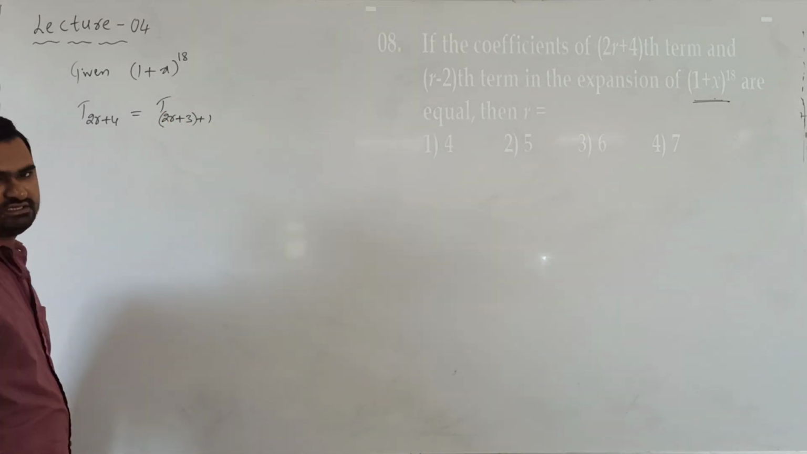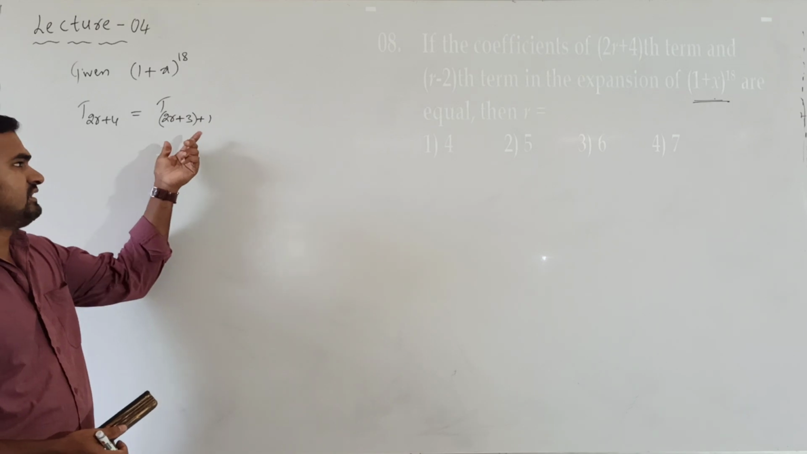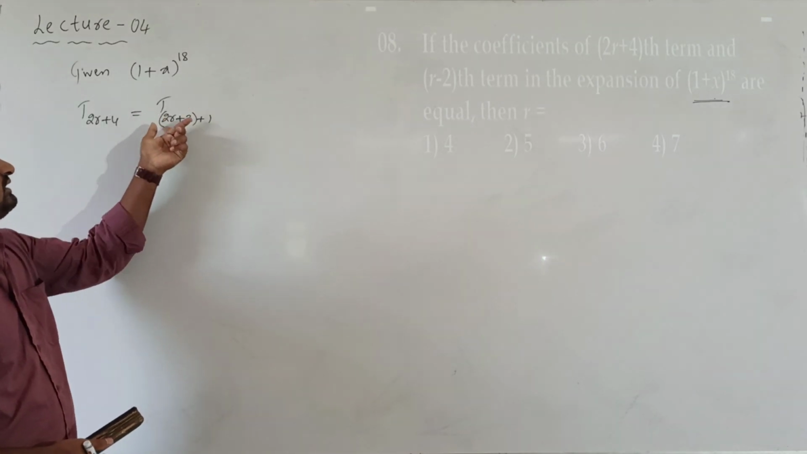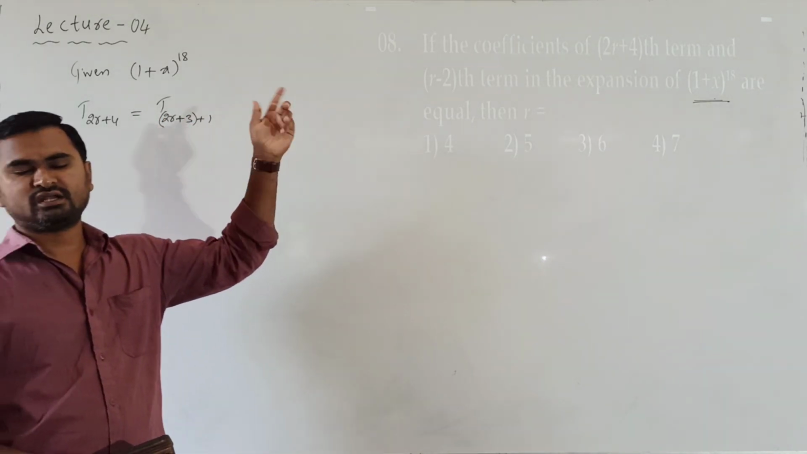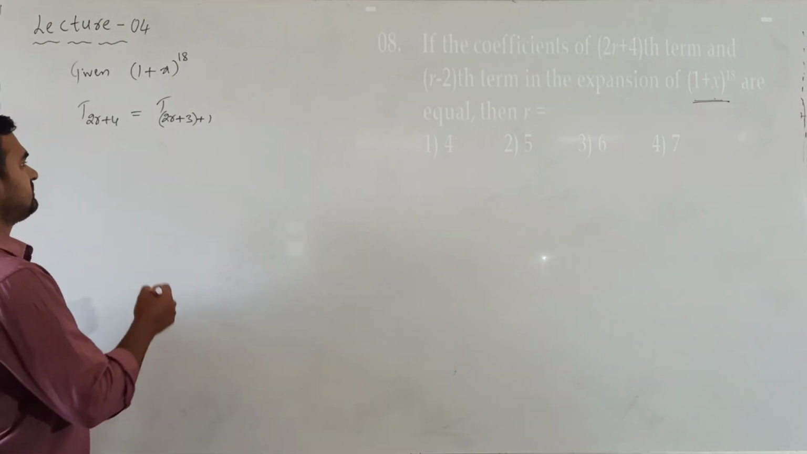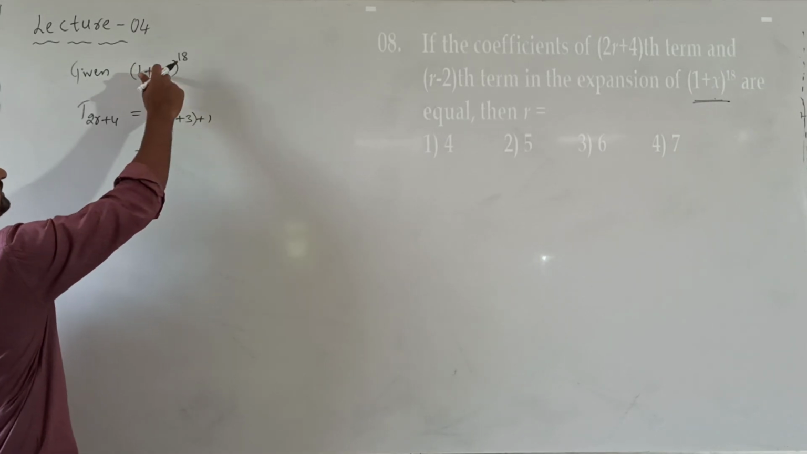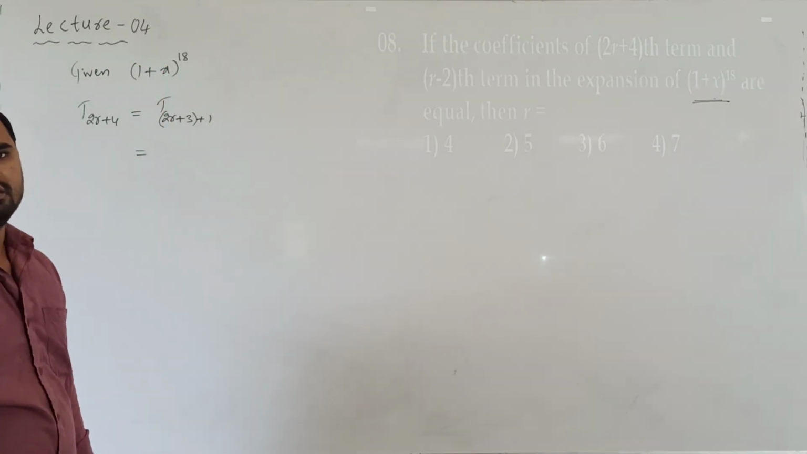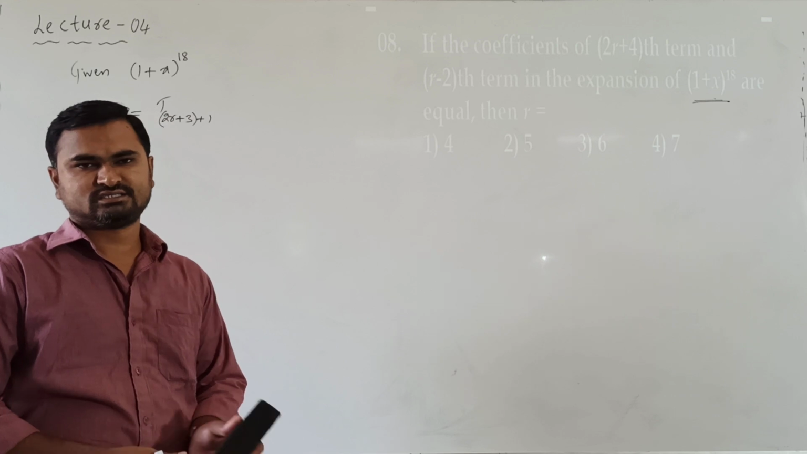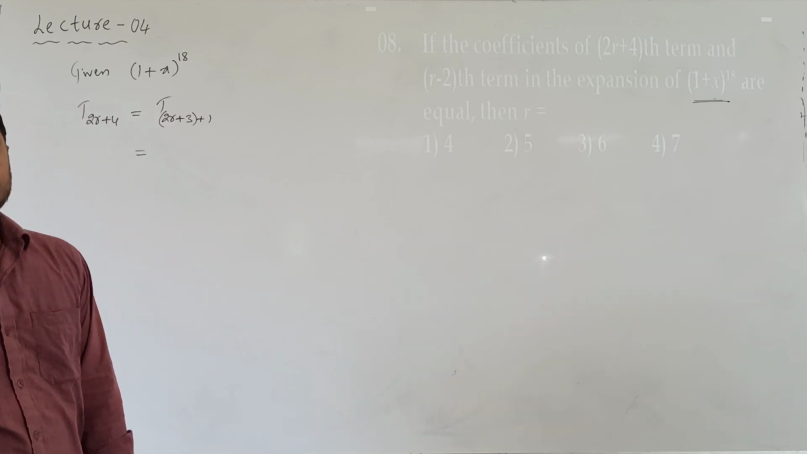So this plus 1 is compulsory. Remaining value we can adjust. Now this is in the form T(r+1), where we can apply the general term formula. So applying the general term formula, what is T(r+1)? In the expansion of (1 + x)^n, we know the general term T(r+1) is nCr x^r.